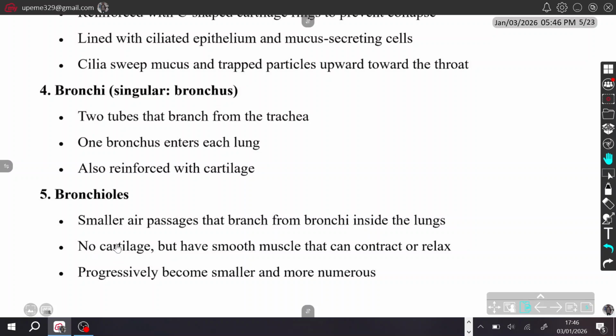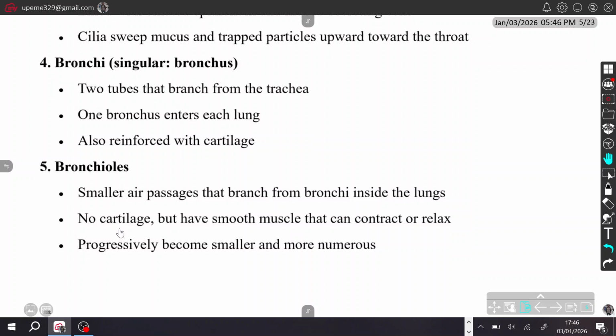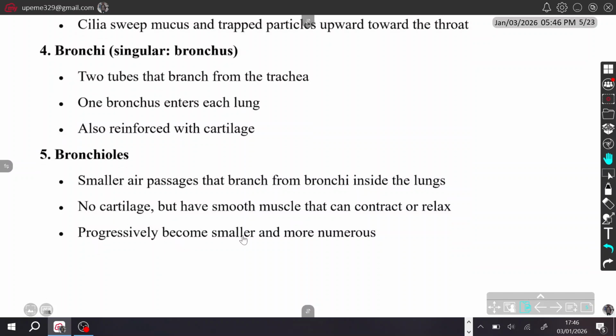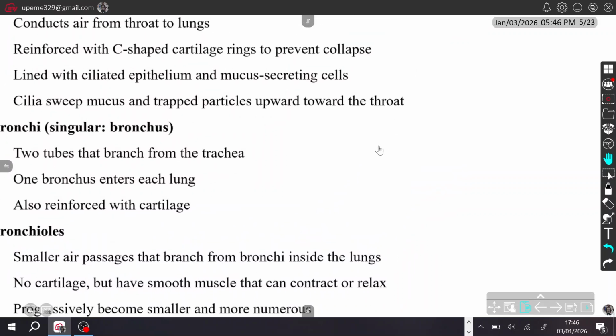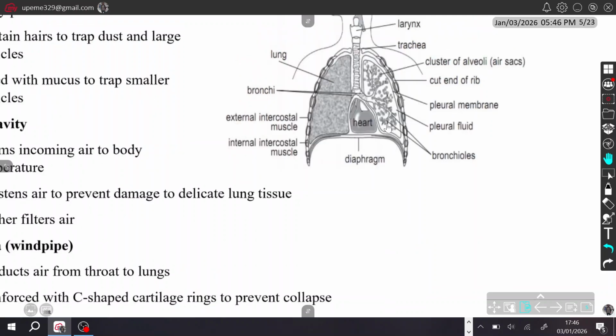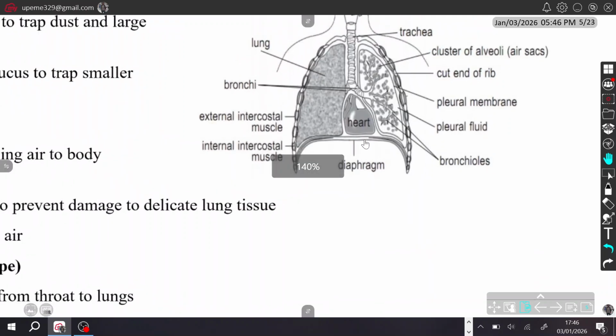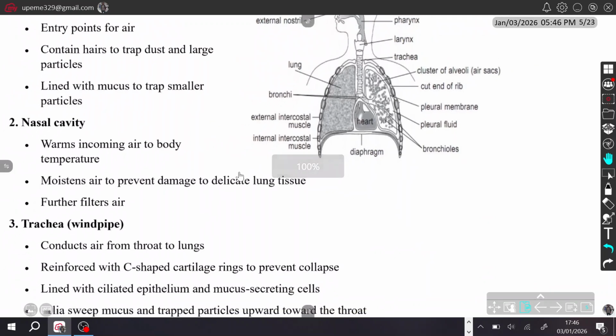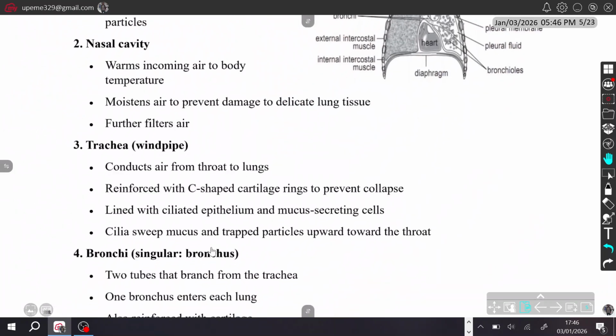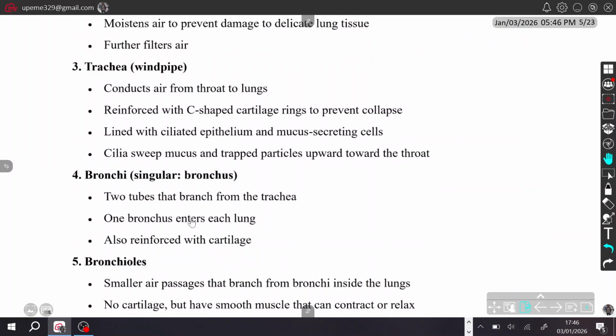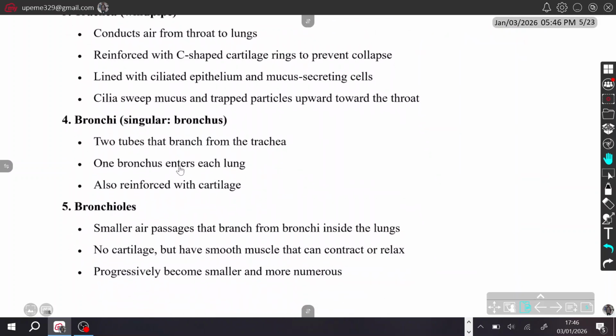So no cartilage, these do not have cartilage, but they have smooth muscle that can contract or relax. So progressively, as you go deeper into the lung, they become smaller and more numerous, or many in number, because they continue splitting into many branches. Okay, then next.